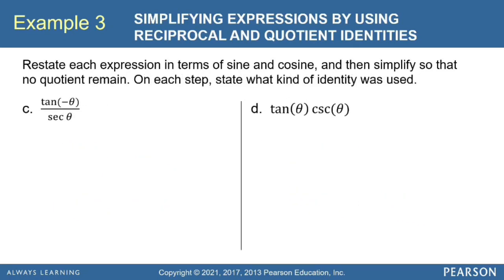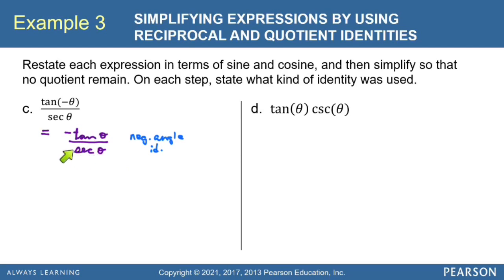Okay, now continuing example 3, in part C we have tangent of negative theta divided by secant of theta. So I believe the first thing I would do here is use one of our negative angle identities to eliminate this negative inside the argument. So we remember that the tangent of negative theta is equal to negative tangent of positive theta. And for this step, I'll just leave the secant of theta where it is. And I'm going to write down that I used a negative angle identity to move this negative sign.